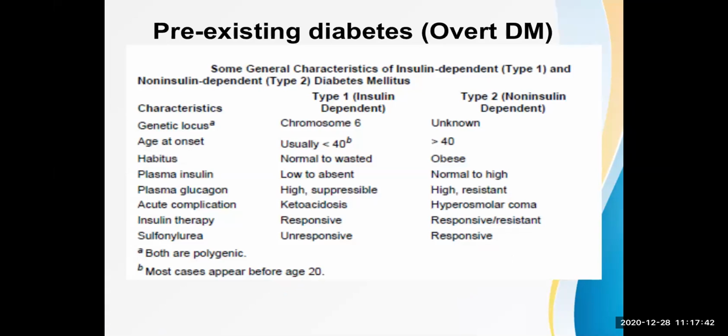Now, let's talk a little bit about pre-existing diabetes or overt diabetes mellitus. This slide is distinguishing type 1 diabetes from type 2 diabetes. So this is a bit of extra knowledge for you. Just take it like that for the time being. Now, see here.